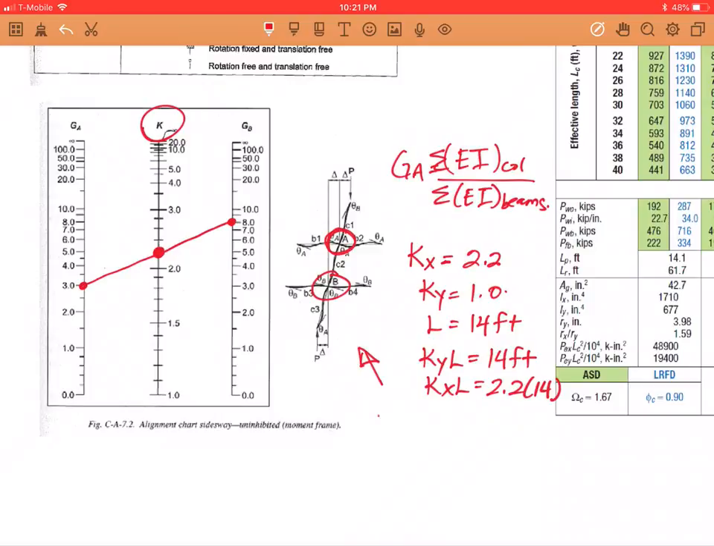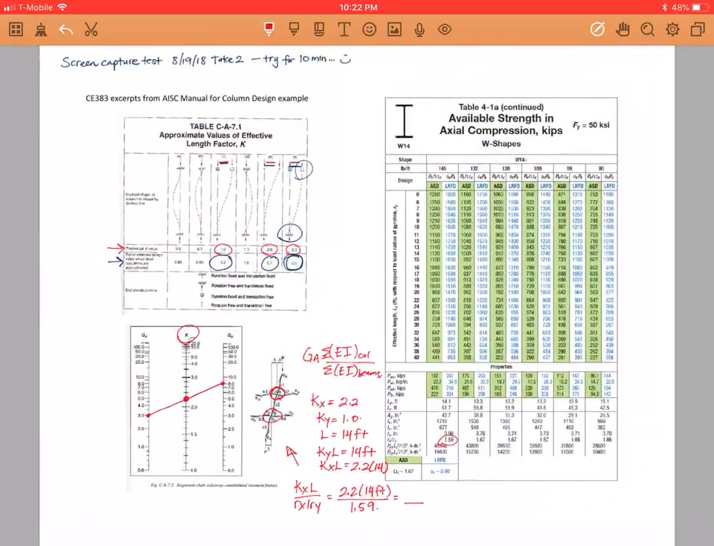So in other words, we need to calculate our KXL over RX over RY, which is 2.2 times 14 feet, divided by whatever the RX over RY is. And so, for example, here we have 1.59 showing. So if we were to use that particular column section, we would put 1.59, and then we could calculate what that value is. And if this were an actual example, I would already have the number and I would fill that in accordingly.